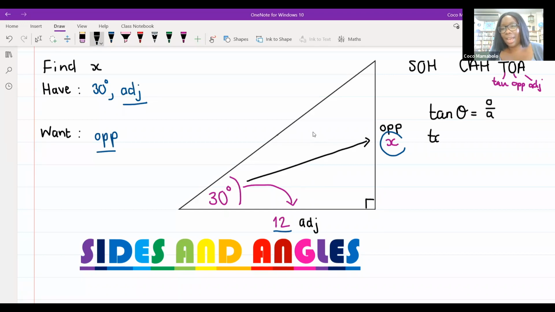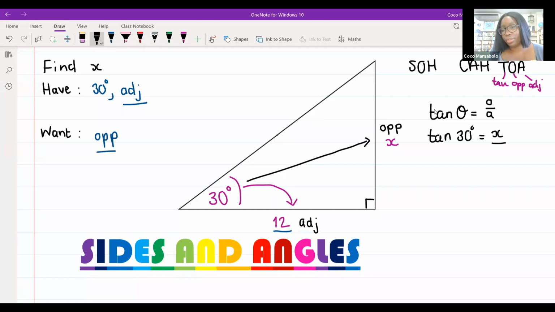So tan of theta is equal to opposite over adjacent. That means that tan of, do I know my theta? Do I know my angle? Yes, I do. My angle is 30 degrees. So tan of 30 degrees is equal to my opposite. I don't know what my opposite is. They've told me that my opposite is x. So I'm going to write x over my adjacent is, how much is my adjacent?